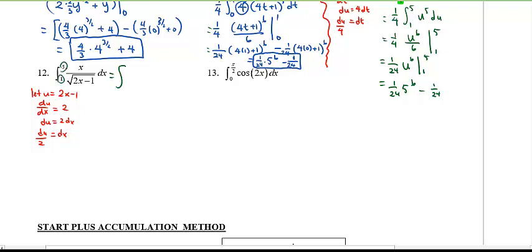So 2 times 1 is 2 minus 1 is 1. Plug in 5, that's 9. We have an x on the top, we have a root u in the bottom, we have du over 2. And we are stuck because we still have an x. Oh no, don't worry, be happy, because you can. That's right. Solve for x.